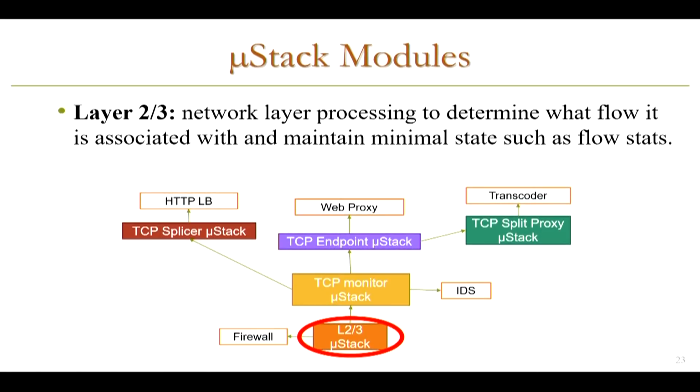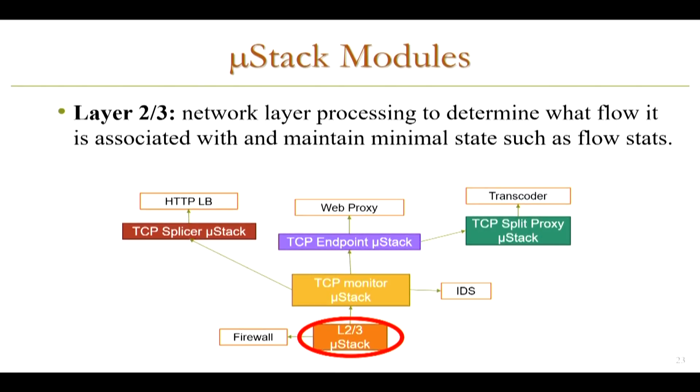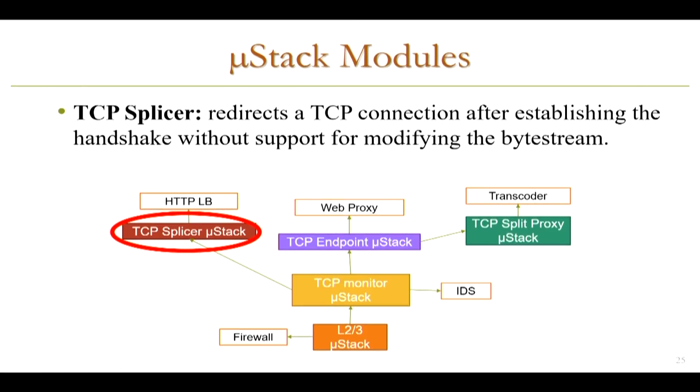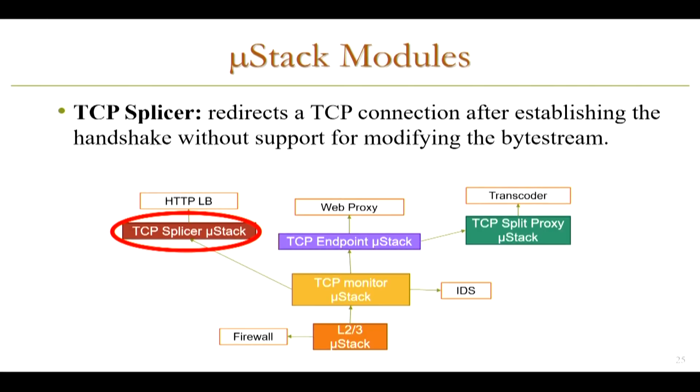And the first is the layer 2/3 MacroStack, which does network layer processing to determine what flow it is associated with and maintain minimal state, such as flow status. Then is the TCP monitor MacroStack, which tracks the TCP state and reconstructs the byte stream of both the client and server side of a connection. The third one is the TCP splicer MacroStack, which can redirect the TCP connection after establishing a handshake without support for modifying the byte stream. Note that in some ways, the splicer is actually simpler than the monitor MacroStack because it can redirect connection with only sequence number rewriting and does not need to reconstruct the full byte stream.